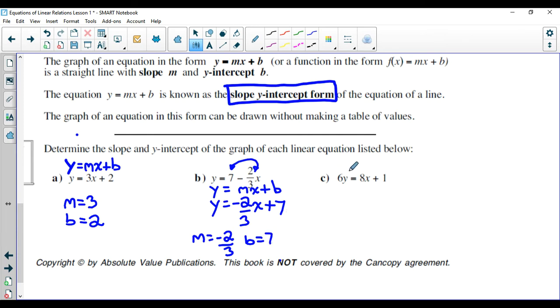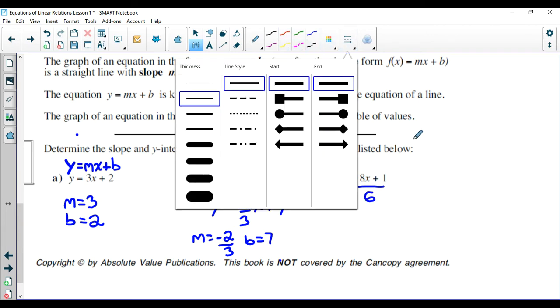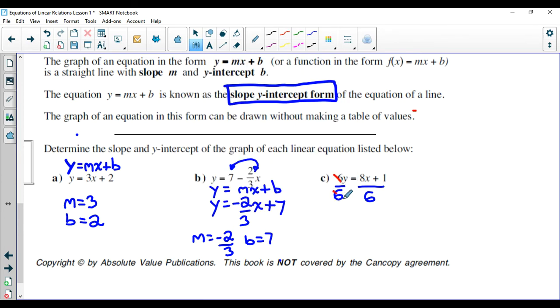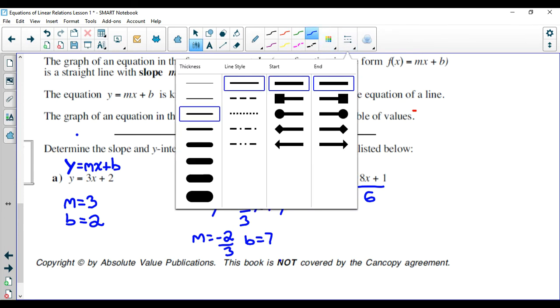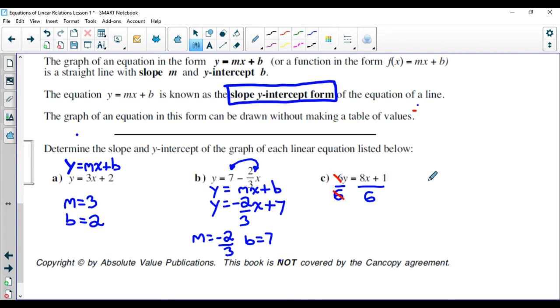How about this one? Is it in the form y equals mx plus b? Well, no, it isn't, because you have a 6 in front of the variable y. I want to get it into that format, and I can do that by dividing both sides of the equation by the 6 here. So we'll divide by 6, which gets rid of the 6 on this side. Those cancel off, and then I would have y is equal to 8x plus 1 over 6.